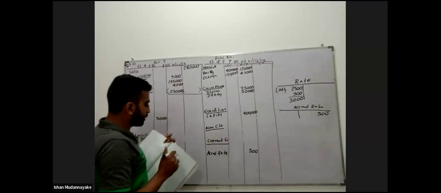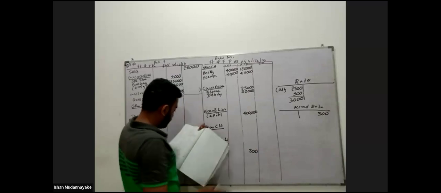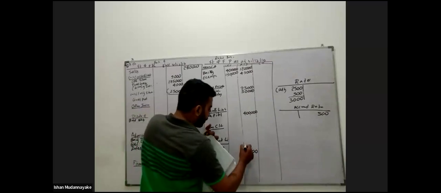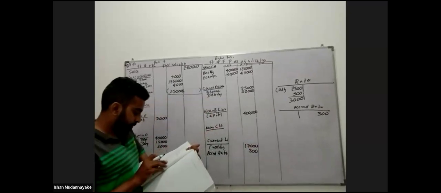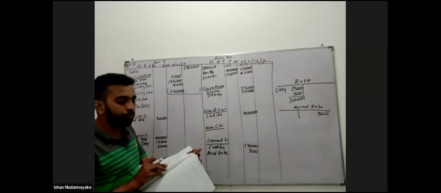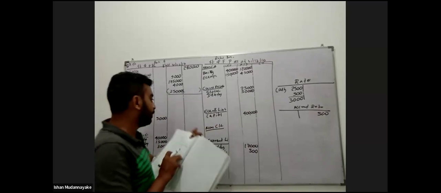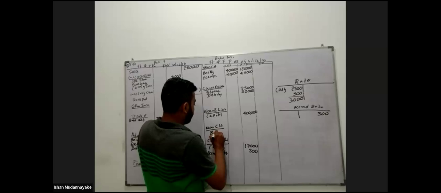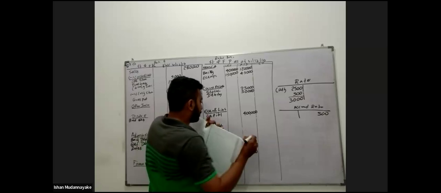Creditors 70,000. Creditors under current liability. 10% bank loan 50,000. Bank loan we categorize under non-current liability. Bank loan 50,000.